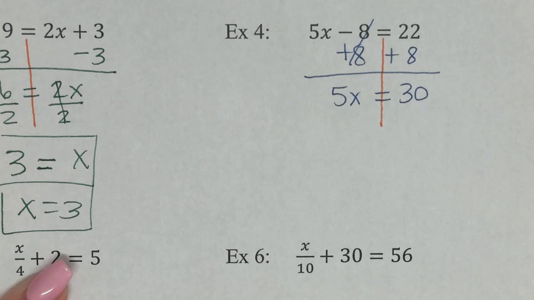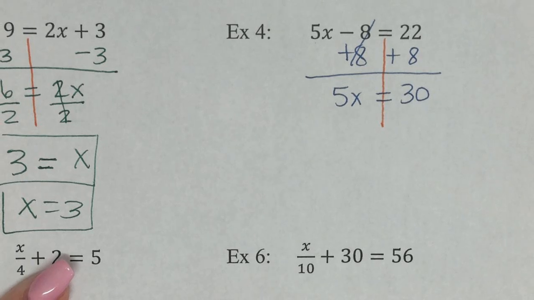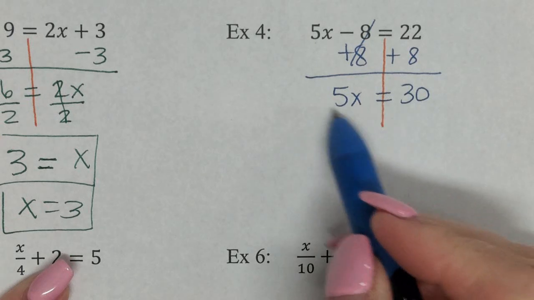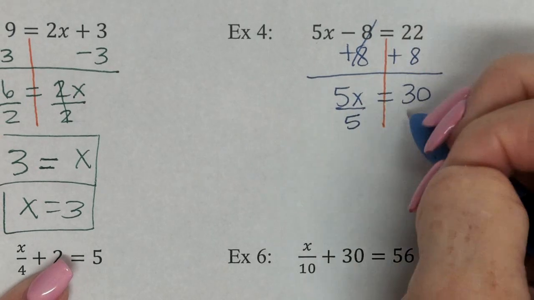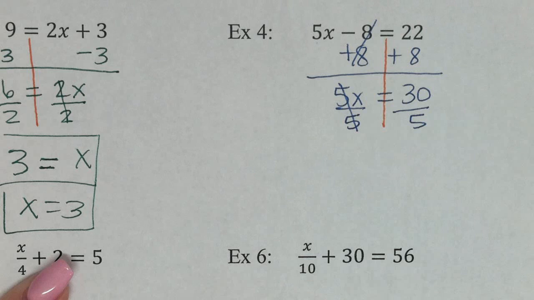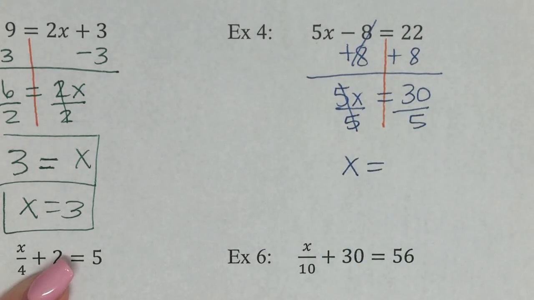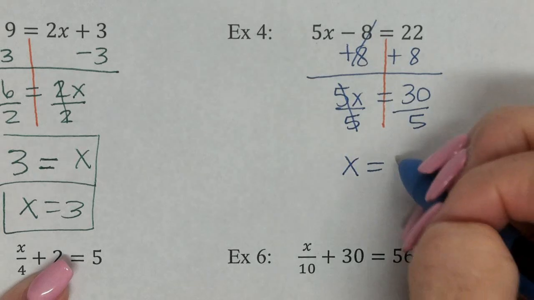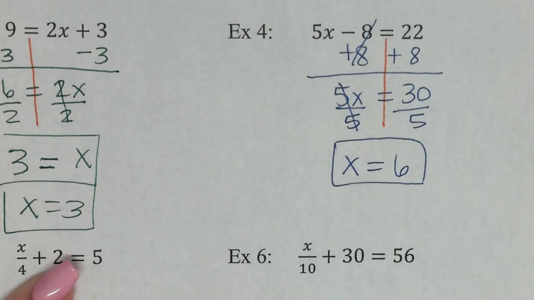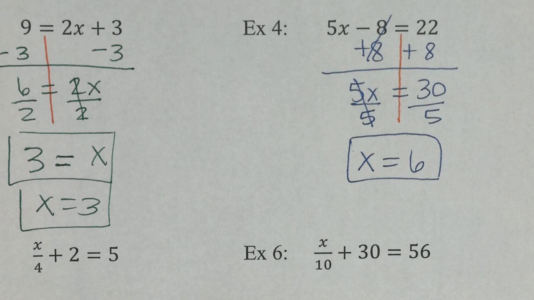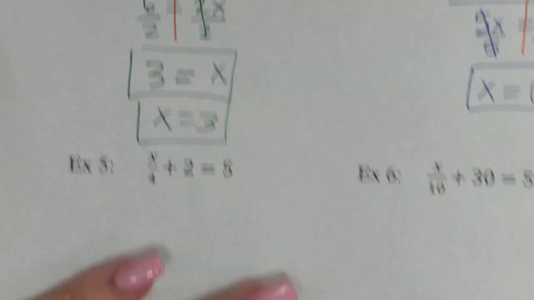My last step is to get rid of x's coefficient. It's together with the x, so I'm going to get rid of it because it's being multiplied. What am I going to do? Divide by 5. This cancels out to 1, and 1 times x is x. 30 divided by 5 is 6. What do y'all think? Good? Okay, the last two look a little bit different.